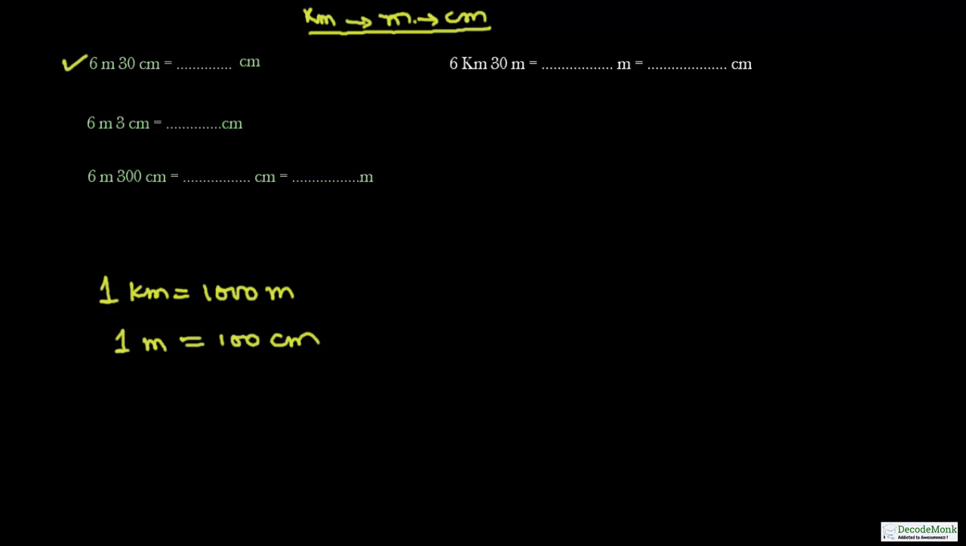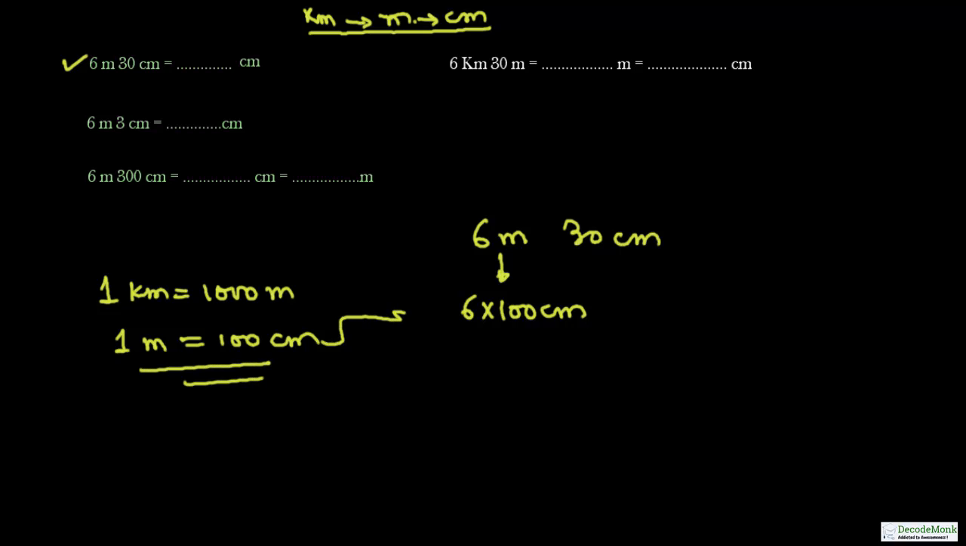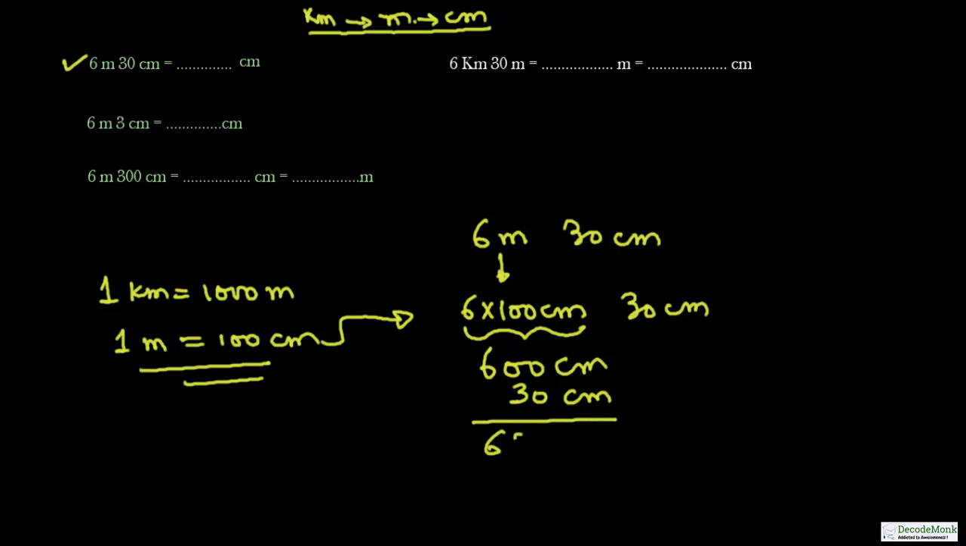First question, 6 meter 30 centimeter. The 6 meter can be written as 6 into 100 centimeter because 1 meter equals 100 centimeter. So 6 meter will be equal to 600 centimeter, and we have got the extra 30 centimeter, which is equal to 630 centimeter. So 6 meter 30 centimeter equals 630 centimeter.